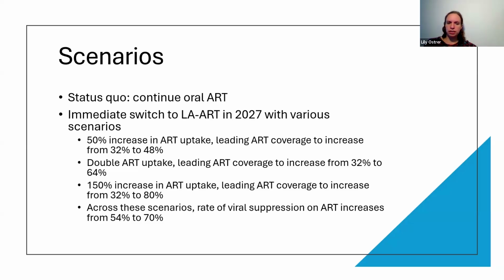And we modeled various scenarios. So the status quo scenario, which is continuing oral ART with no switch to long acting. And then we modeled an immediate switch to long acting ART with various rates of ART uptake and increase in viral suppression. So we modeled a 50% increase in ART uptake, which would lead to an ART coverage of 48%. Doubled ART uptake, which would lead to ART coverage rate among people who inject drugs of 64%, and then a 150% increase, which would lead to an ART coverage rate of 80%. And then across these scenarios, we modeled that the rate of viral suppression would increase from 54% to 70%.